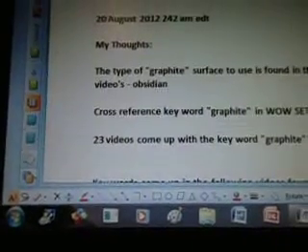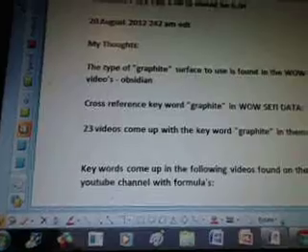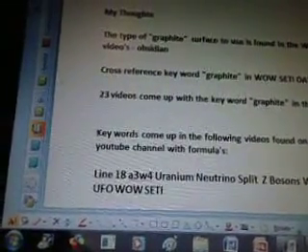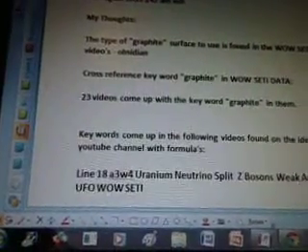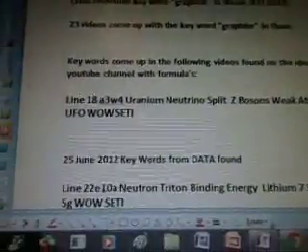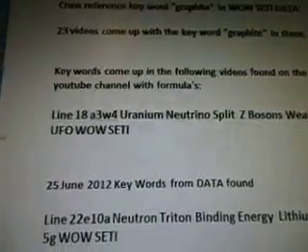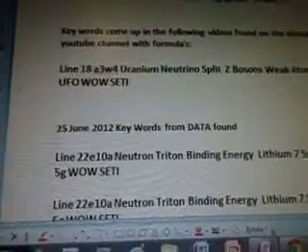The type of graphite surface to use is found in the WOW SETI videos obsidian. That's the key word. Cross-reference the word graphite in WOW SETI data. 23 videos come up with the word graphite in them. The keywords come up in the following videos found on the Ideal Girl Says YouTube channels with formulas. The first one is line 18A, 3W4, uranium neutrino split, Z bosons, weak atomic 5G UFO WOW SETI.